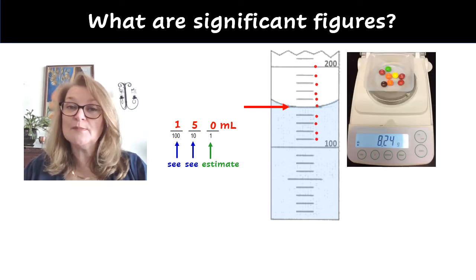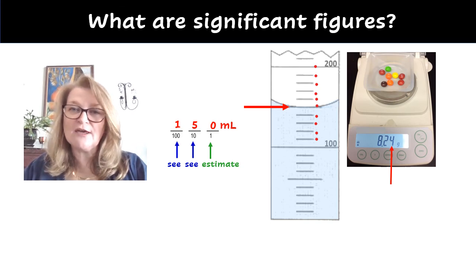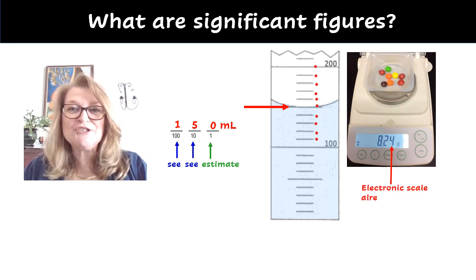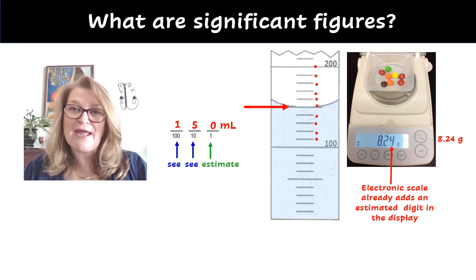Now, the only time you're not going to estimate a digit is when you're using an electronic scale, because that is going to estimate a digit for you. The very last number in the display is always going to be the estimated digit. And that's why sometimes when you look at the scale, the last digit might fluctuate between two numbers, flipping back and forth, because the balance is constantly estimating what that place would be. So we're not going to add another estimated digit when we look at the electronic scale, because the estimated number is already there. All we do is write down the digits that are shown to us by the scale. So reading this one, we would say that that has a mass of 8.24 grams.